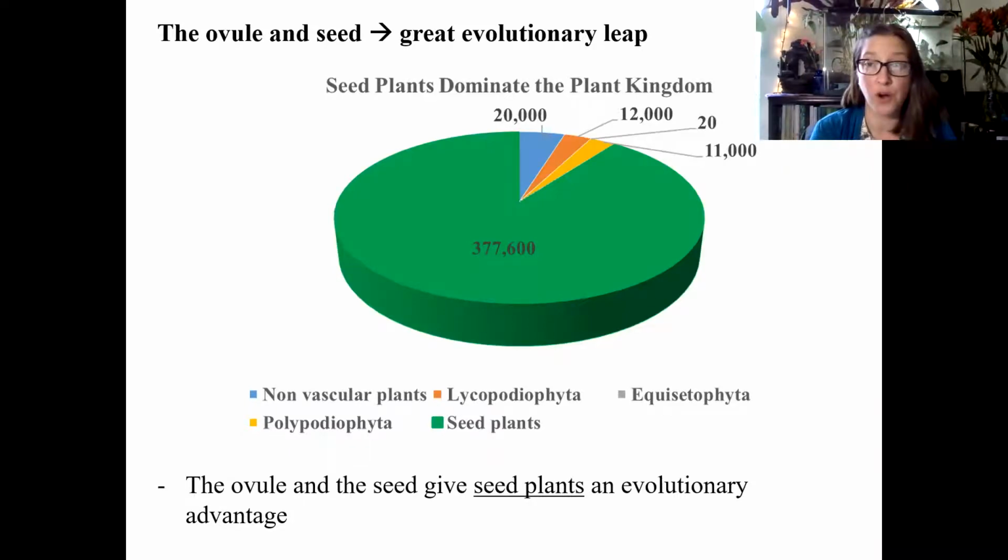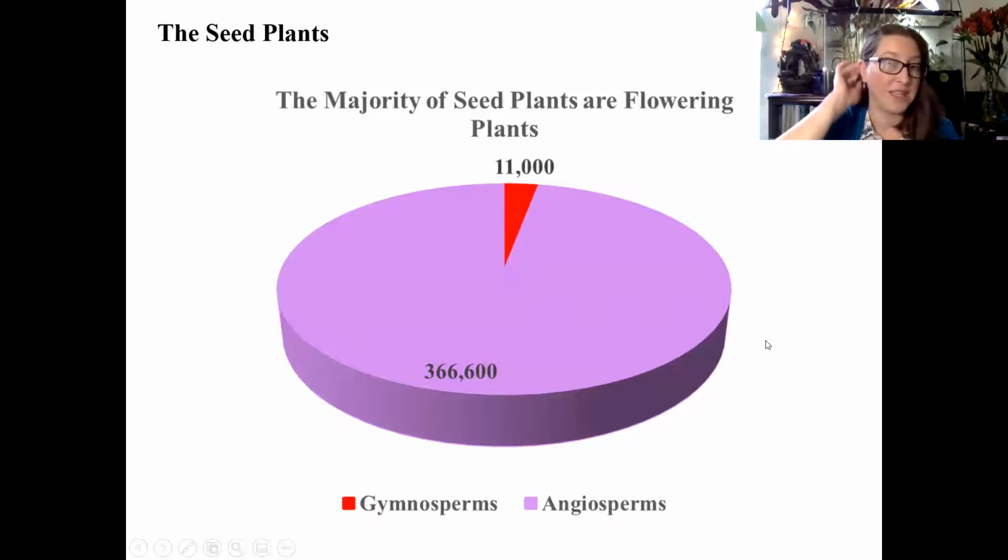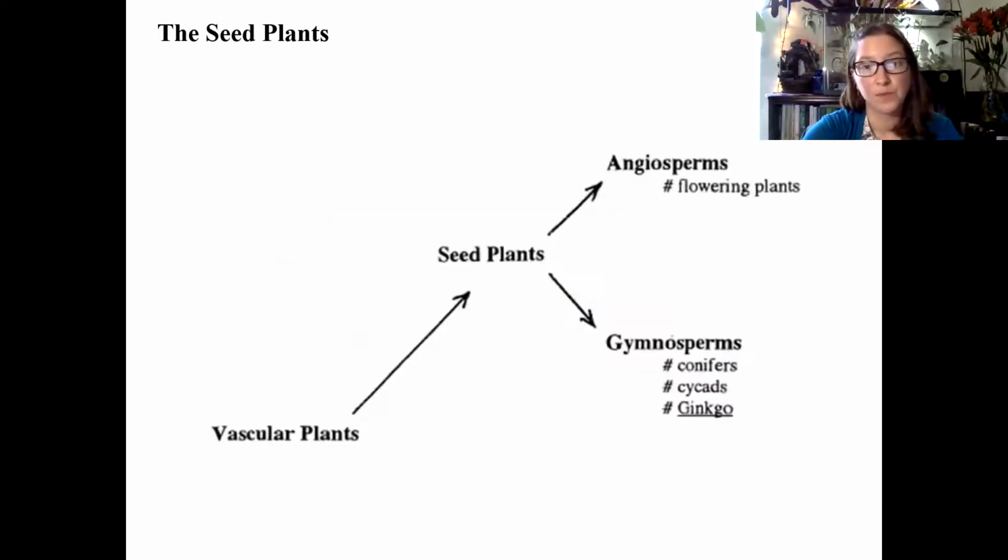We've seen this before, that the ovule and the seed are a huge evolutionary leap in the plant world, because most plants that live on Earth have seeds. And so we've seen this before in this pie chart. The green represents all of the seed plants. And if we were to take the green part of this pie and look at just that, so this is only seed plants, the majority of the seed plants are our flowering plants, or angiosperms, right?